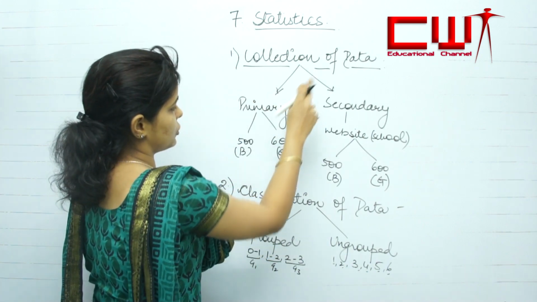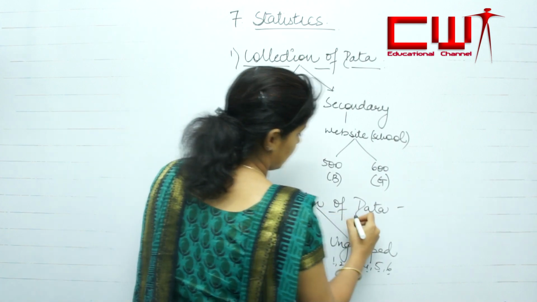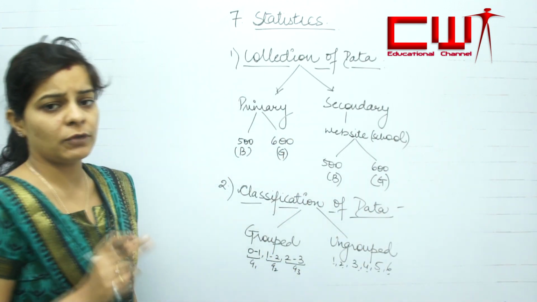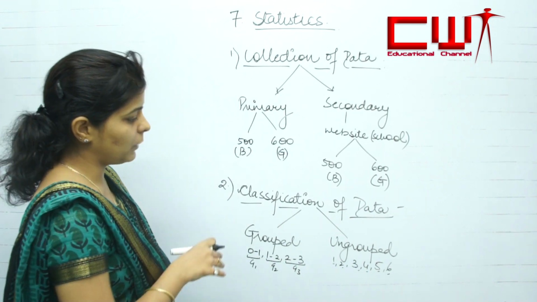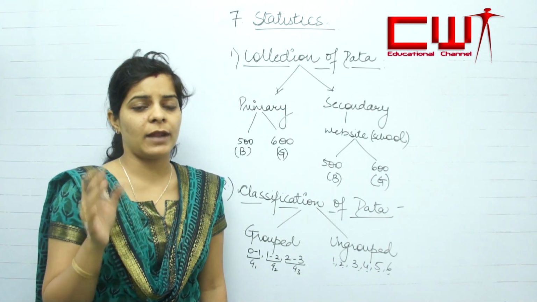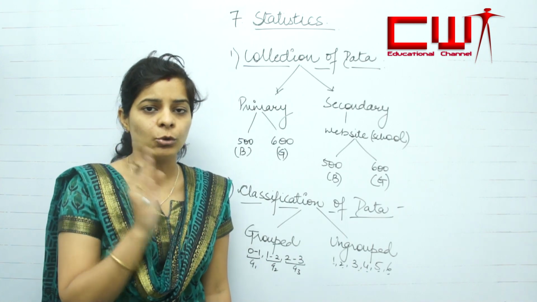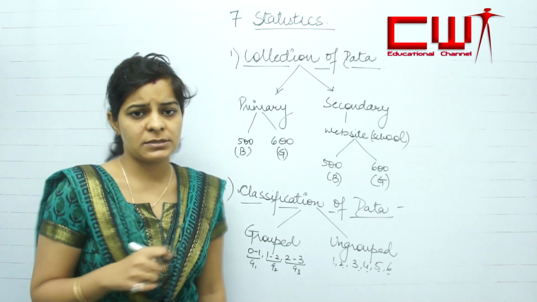So first is collection of data, primary and secondary data. Next is classification of data, that is grouped data and ungrouped data. We will do the first exercise and see how you can do the grouped data and the ungrouped data, how you will actually tabulate it or make it in a table form, and see how they work. Let's move on to the first exercise.